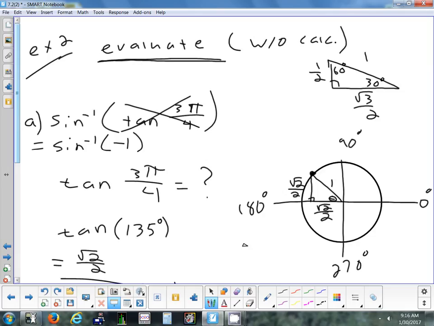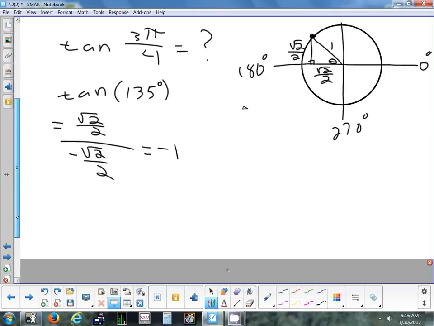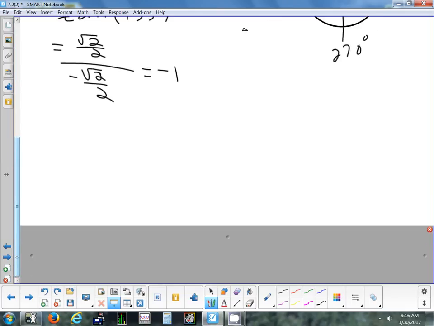Now I want to know the inverse sine of -1. Any questions on how I at least got to that step, how I figured out the tangent is -1? If you don't remember, go back and look. I think it's section 6.2, unit circle trig. That's what we just did. All right, so inverse sine of -1. Let's see.